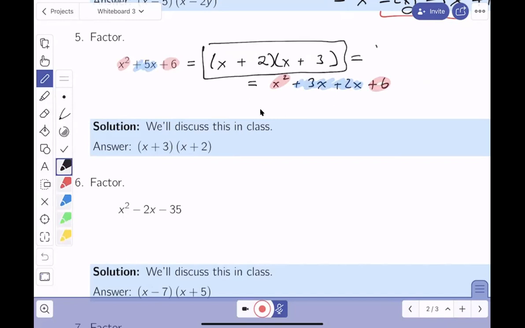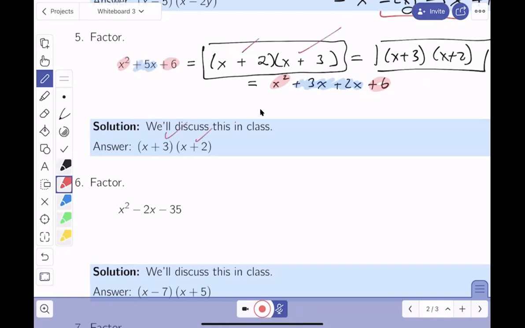However, you can commute it around if you like. It doesn't change it though. You could say x plus 3 times x plus 2. It's the same answer. Let's look at our key and see if we've got that. X plus 2, x plus 3. The order does not matter to us.